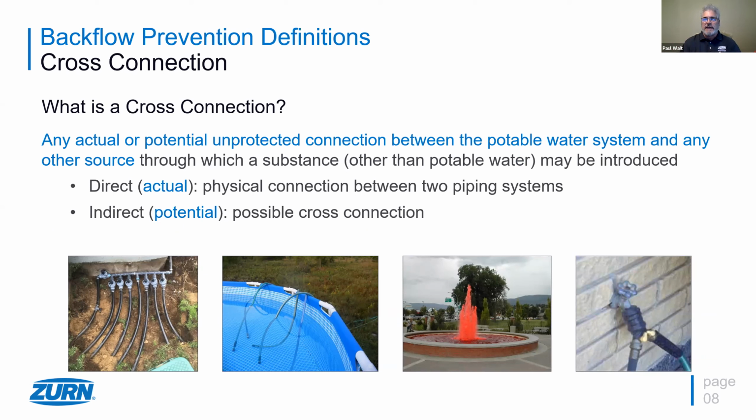So when we think of a cross connection, we think generally a direct physical connection between two piping systems. We have some images on the screen here that kind of give an illustration of what we're talking about. Just the standard irrigation system with a bunch of zone valves, that is nothing but a big cross connection situation, right? A couple garden hoses sitting in a swimming pool is also a cross connection. It's an indirect cross connection, but nonetheless, it is a cross connection. They call it potential. Autofill on a fountain, Siamese or Y connection on a hose bib like that. Those are all cross connections.